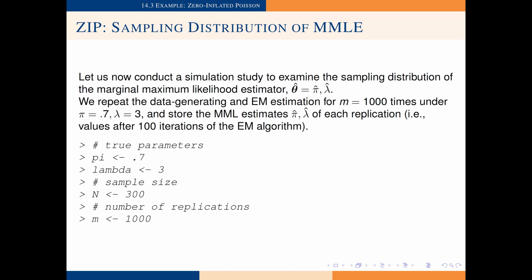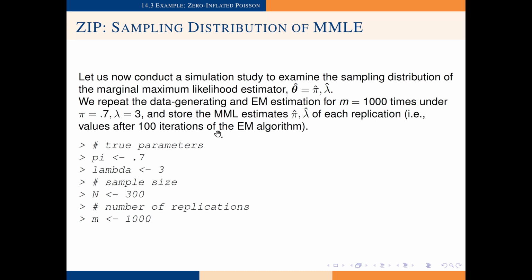So in our case, it's saying that if we don't observe the yi's, then what is the sampling distribution of the pi hat and lambda hat that we got in the earlier steps? Let us conduct a simulation study where we repeat what we did a total of 1,000 times under the same two parameters of pi and lambda of 0.7 and 3. And in each replication, let's generate a new data set following the ZIP model of size 300.